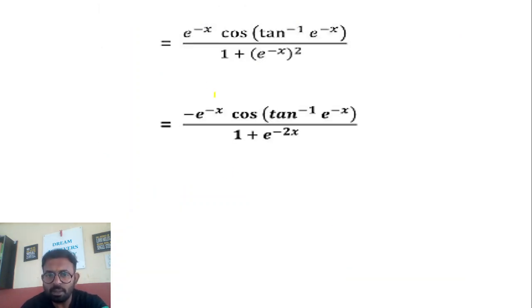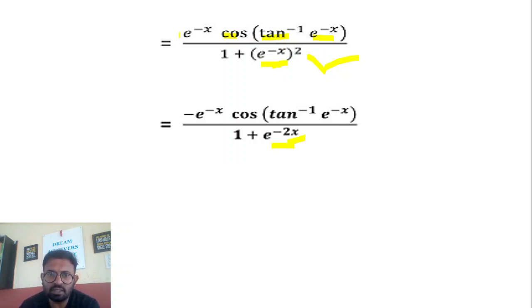So if I multiply all the products, I will get e power minus x, okay, minus e power minus x cos of tan inverse of e power minus x by 1 plus e power minus x square. So that I can write it using the laws of indices: a to the power of m whole to the power of n becomes a to the power of m into n. That's why e power minus x whole square has become e power minus 2x.